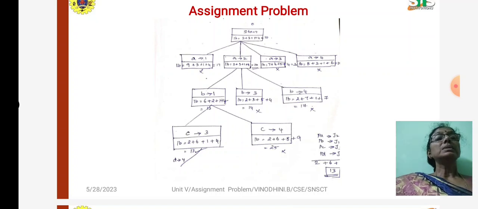So this is the way we can assign particular jobs to particular persons with a minimum number of hours.